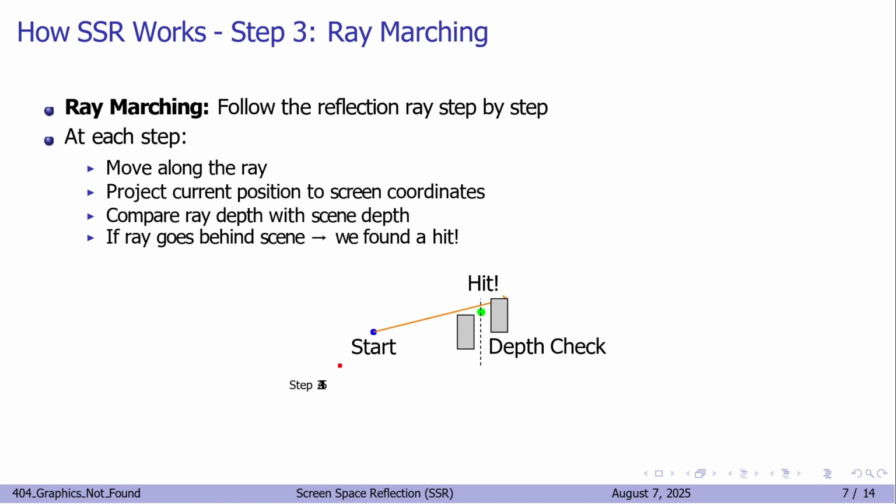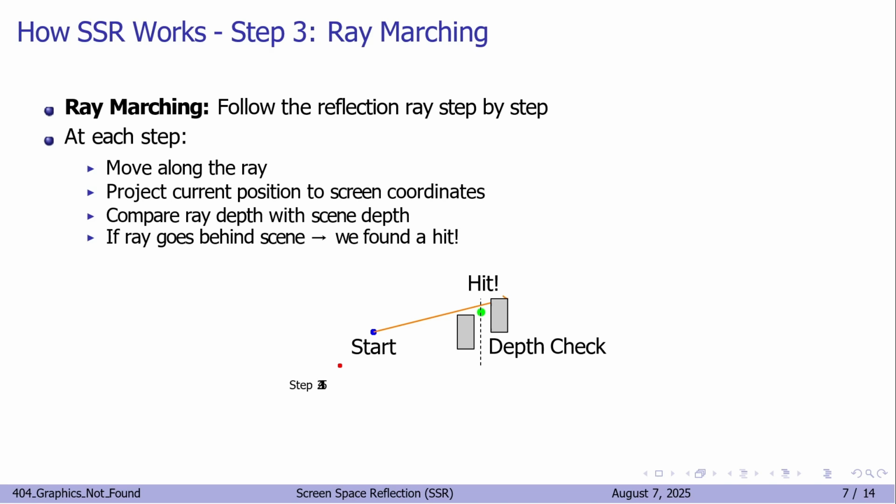And finally, step 3 is ray marching. This is the searching part. We now have the direction of our reflection ray. The computer then marches along this ray, taking small steps. At every single step, it performs what's called the depth check.